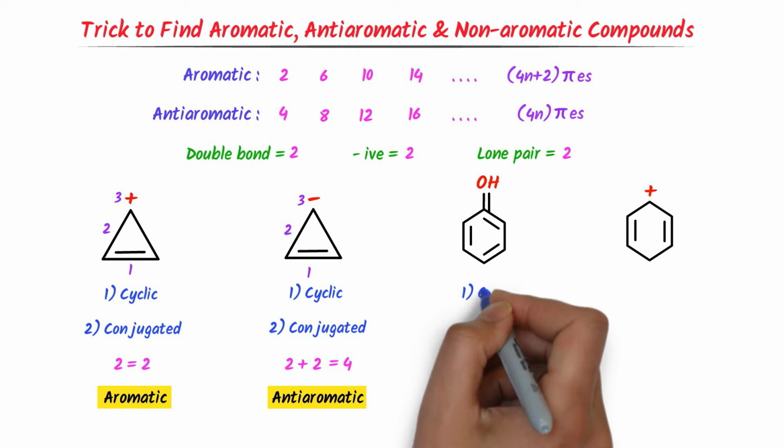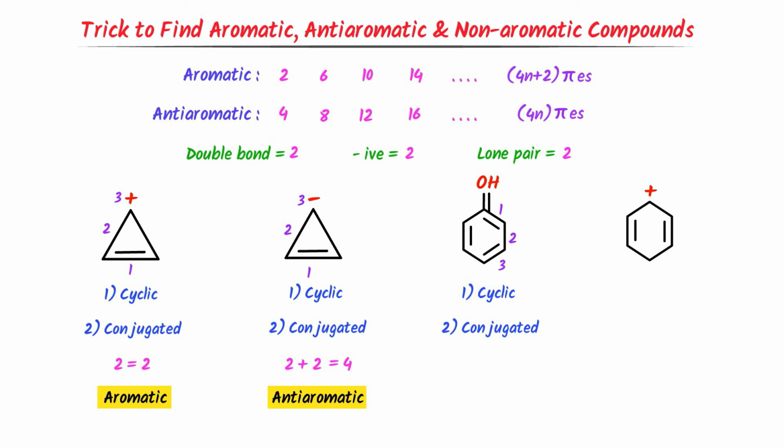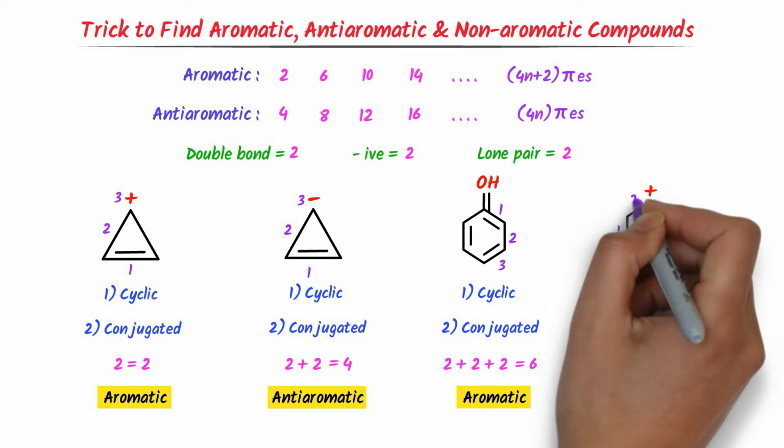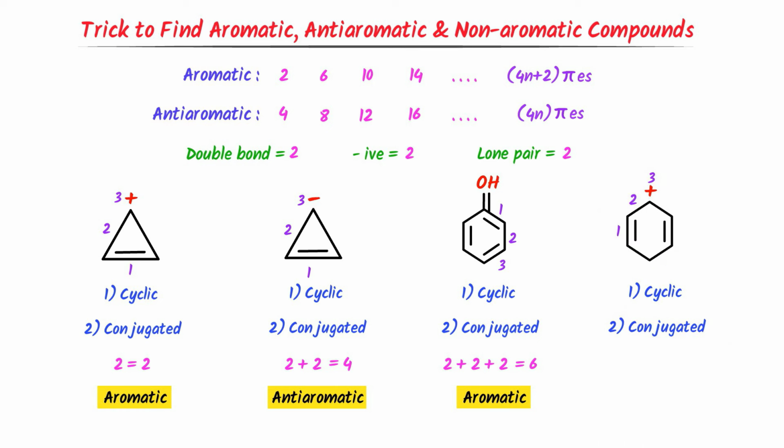Thirdly, this organic compound is cyclic and it is also conjugated. We can see that this organic compound contains 3 double bonds. I write 2 plus 2 plus 2 is equal to 6 electrons. According to the rule, 6 electrons means aromatic. So this organic compound is aromatic. Fourthly, this organic compound is cyclic and also conjugated. There are 2 double bonds. I write 2 plus 2 is equal to 4 electrons. 4 electrons means anti-aromatic. So this organic compound is anti-aromatic.